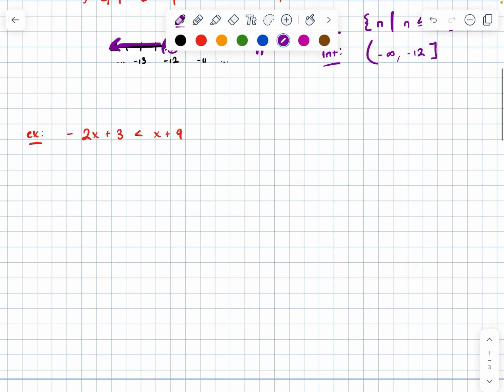From here, let's take this guy. Negative 2x plus 3 is less than x plus 9. I want to solve this for the variable x. I want to graph it on the number line, and I want to write my notations. Go ahead, give yourself 2 minutes. See how far you get. Let's solve for x, graph it, and write our set builder and interval notations. Go, go, go.